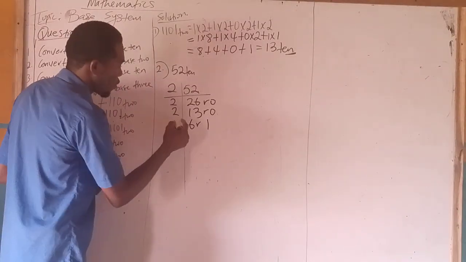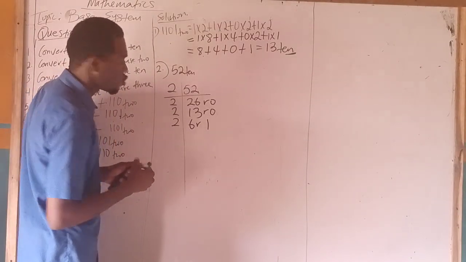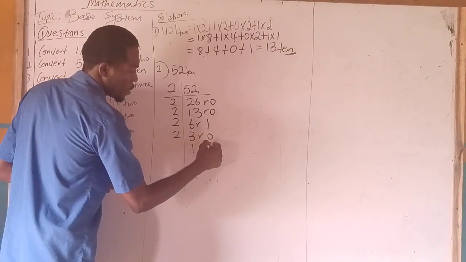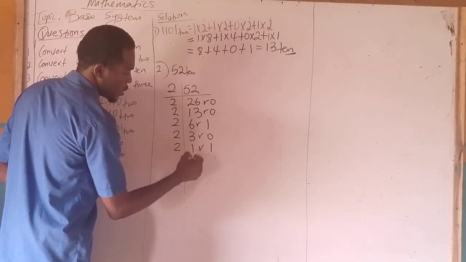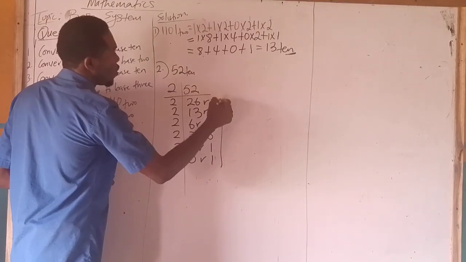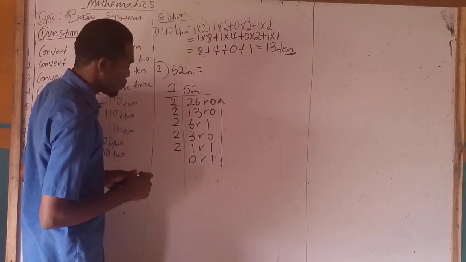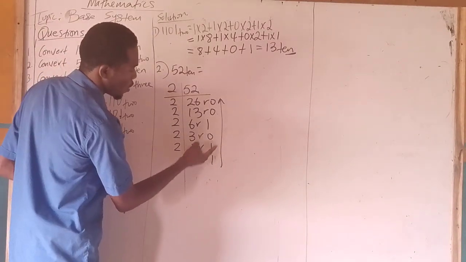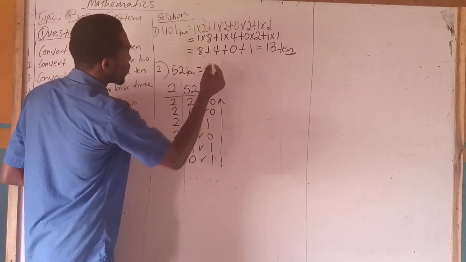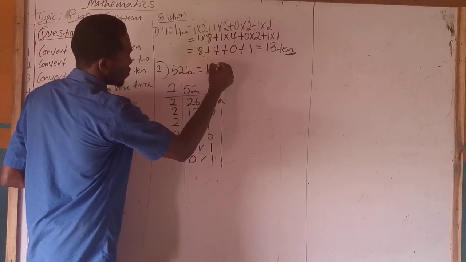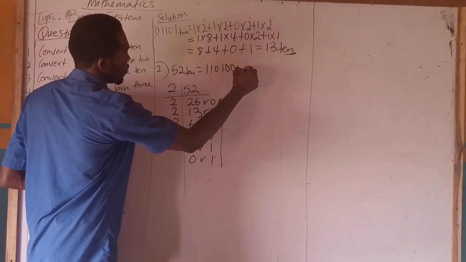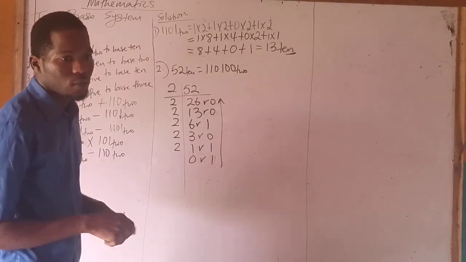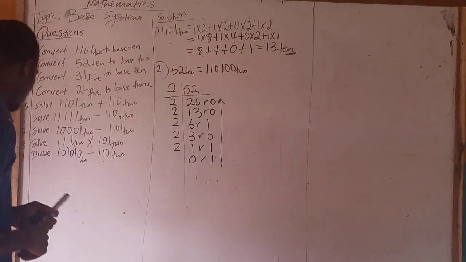Then we now have 2 in 6. 2 in 6 is how many? It is 3 remainder 0. 2 in 3 is 1 remainder 1. Then 2 in 1 is 0 remainder 1. So our answer will then be, you start from the bottom to the top. You say you have 1 1 0 1 0 0. So we are going to write this here, 1 1 0 1 0 0 base 2. So we have successfully converted base 10 to base 2.